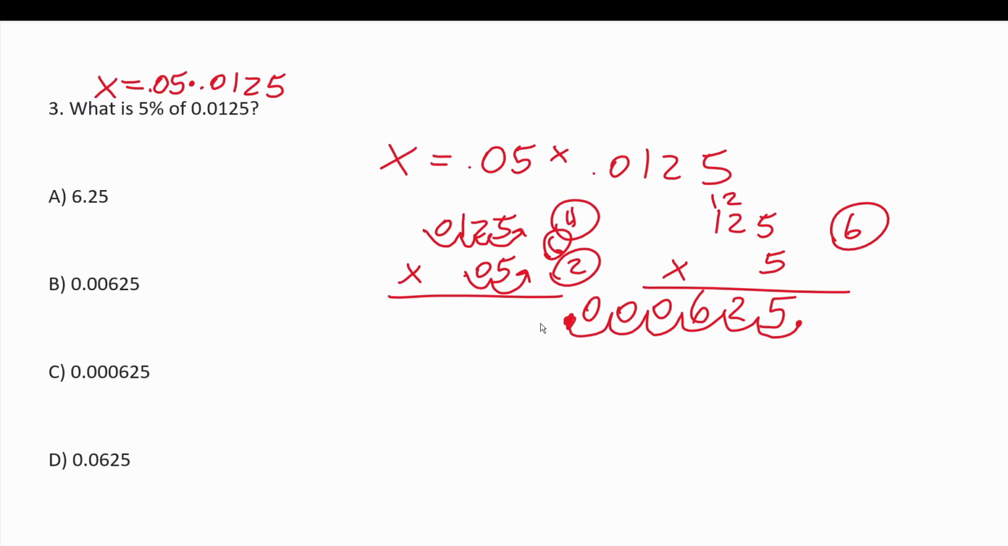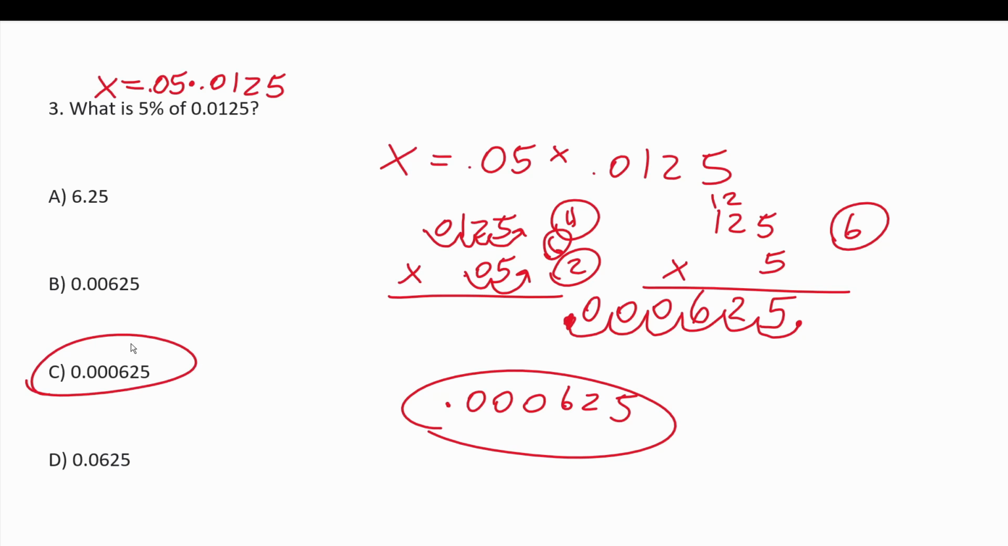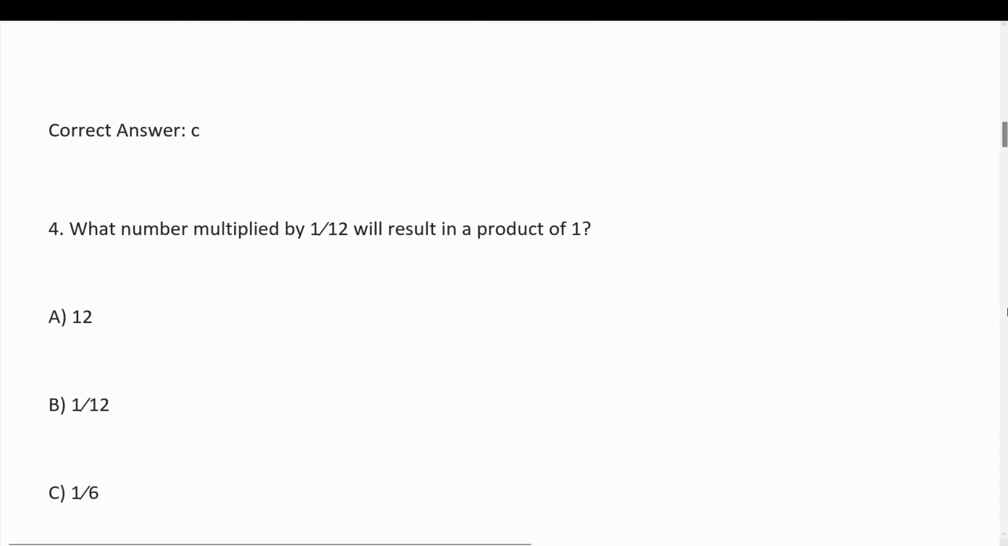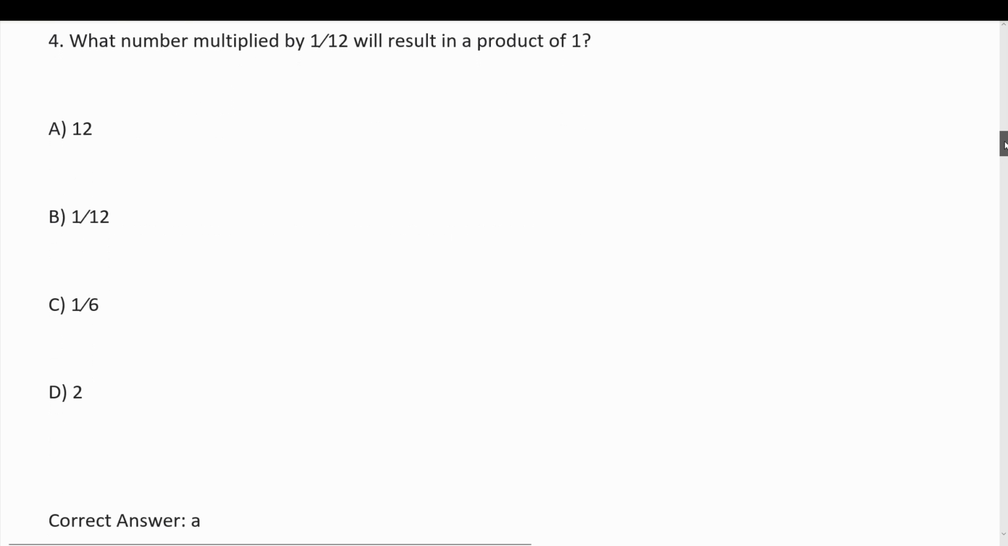So in other words, 5% of 0.0125 is 0.000625, which, as it turns out, is answer choice C in this case. Okay, so that's that one.